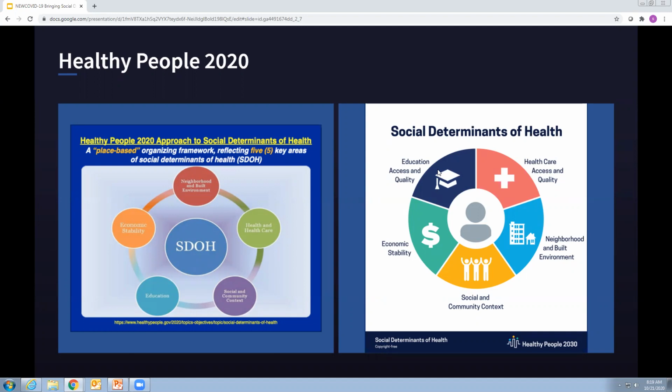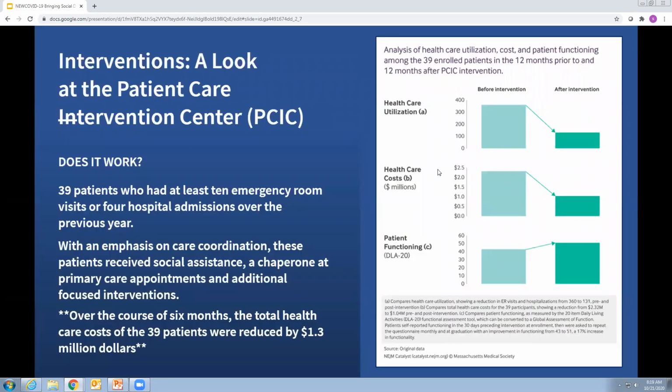Well, I think the underlying point is, will it make a difference? Will making these changes, helping build communities, make a difference in health outcomes? And I think there is a lot of evidence that points to that fact. So this was done out in Houston, where they took 39 patients who had at least 10 emergency room visits or 4 hospital admissions over the previous year. What they did was a wraparound care model, where they had social assistants, they had chaperones, they made sure these patients followed up on their appointments and got the medications they needed.